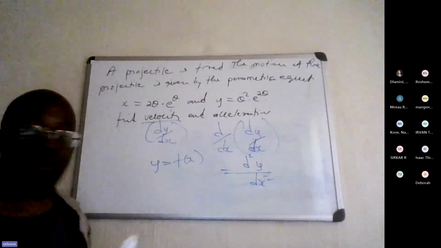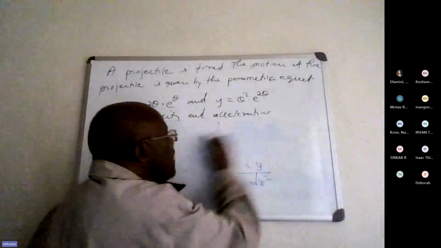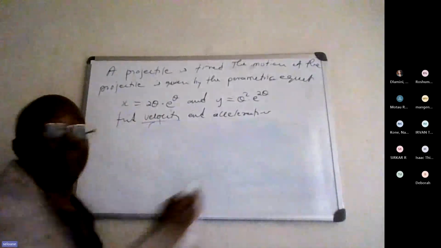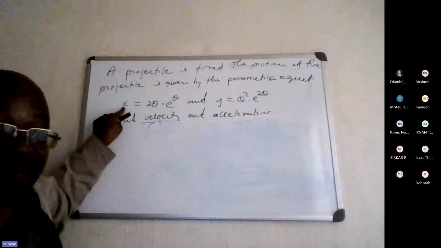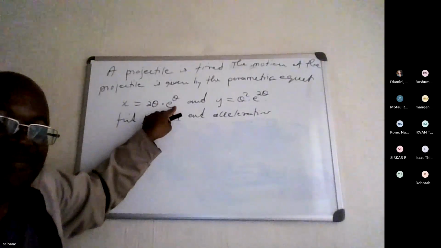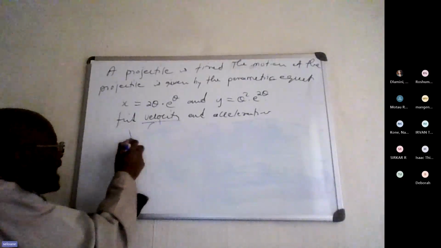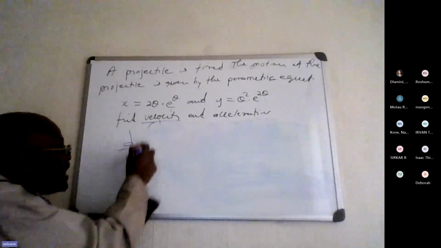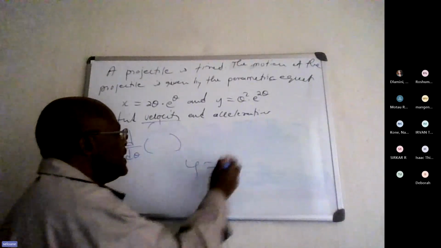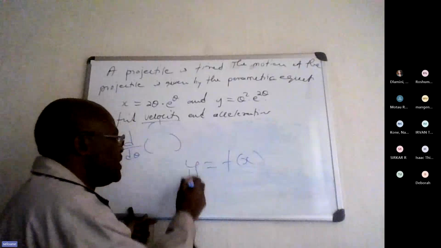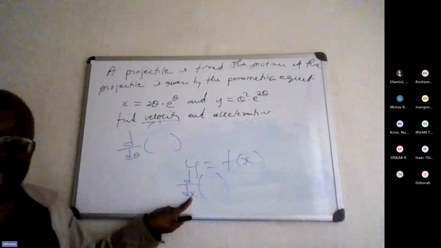Now, this is what we're going to do. You just have to derive whatever you can from each of the equations. This is x in terms of theta. Therefore, you just write d by d theta on both sides. Because we have said y in terms of x, then you differentiate with respect to x. That is the denominator, x.